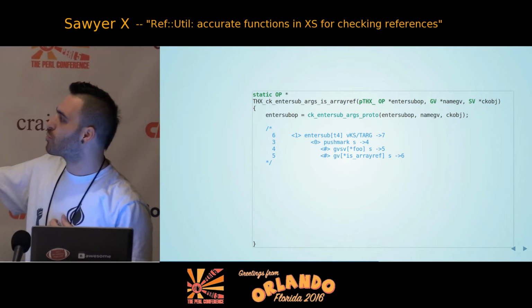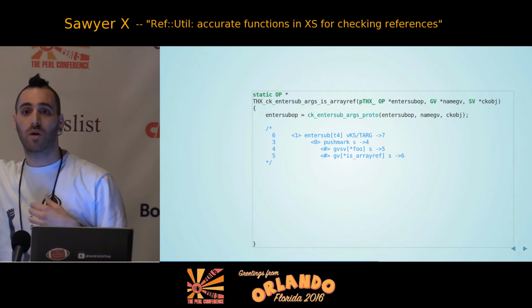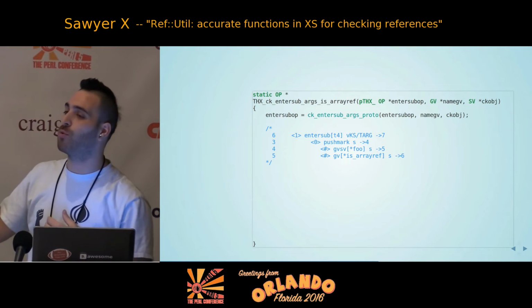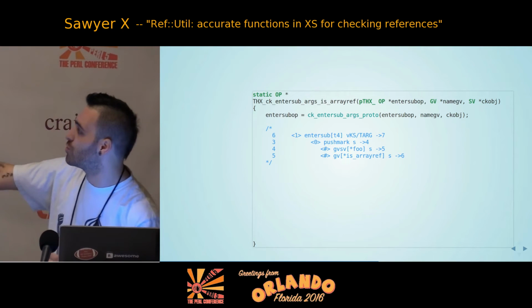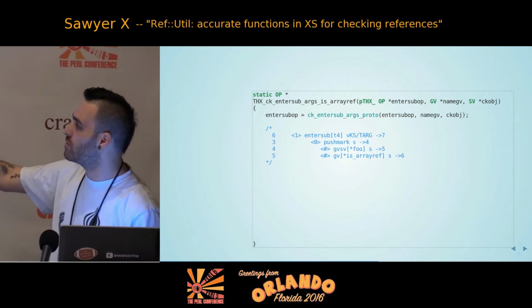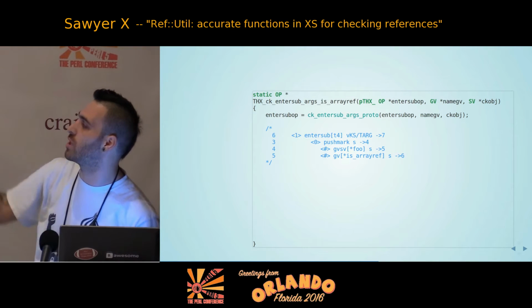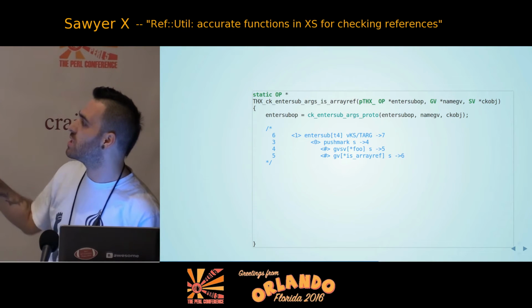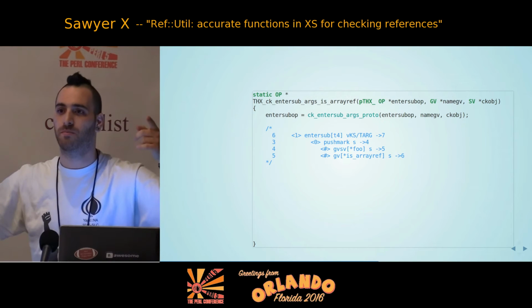And this is a print using -MO=Concise, which gives you the concise output of the op tree that Perl has. Now I've cut out a few things. That's why you don't see some of the numbers, because they're not relevant. But these are the relevant parts, and the order of execution for them is the numbering that you see on your left side. So the first thing that we have is a push mark. A push mark basically says we have a list of arguments.